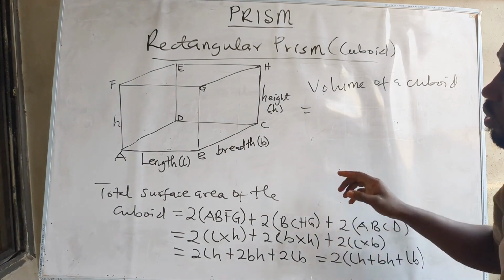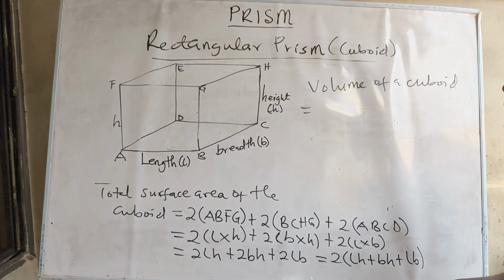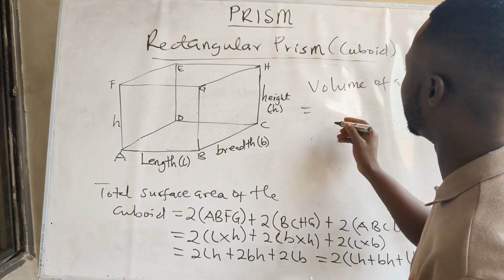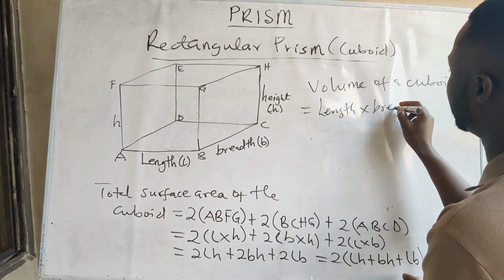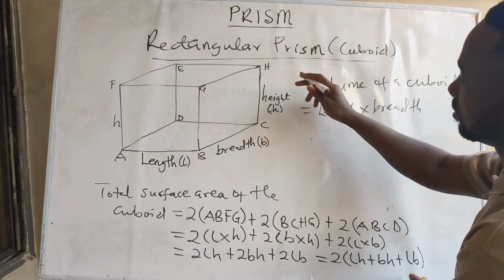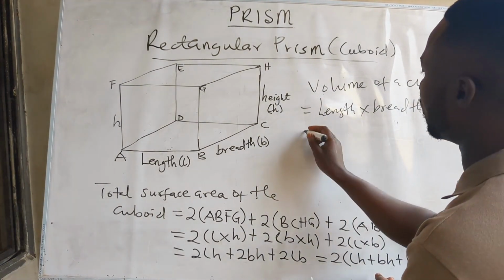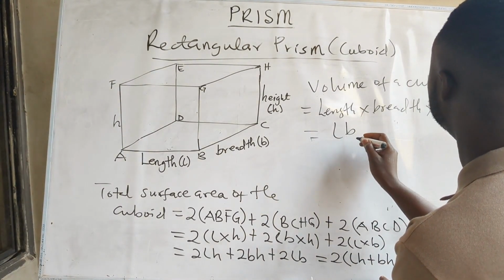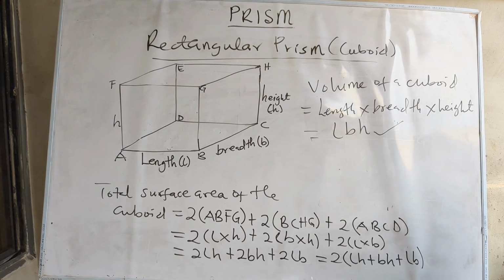So the volume will be what? The base area multiplied by the height. So what is the base area? The base area is what? Length times the breadth, and the height will be there. So length and breadth times height, that is the volume. So L, B, and then H. So this becomes the volume of a cuboid. The volume of a cuboid.